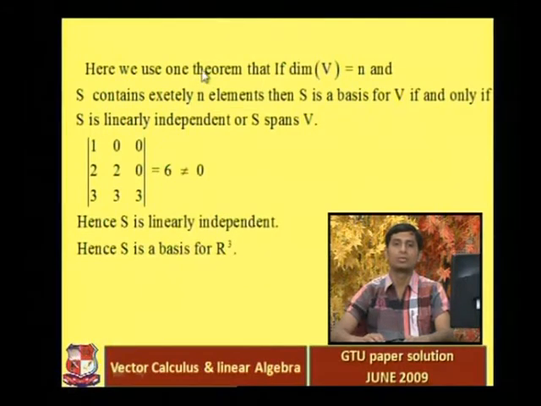So it's quite easy to solve this example using this theorem. Otherwise we have to check the second condition. By the definition, if we want to prove that the given set S is a basis for vector space R3, then we have to prove two conditions. But using this important theorem, just checking one condition, we can easily write down that the given set is a basis for vector space V, which is R3. So here is the complete solution of this question. Next question.